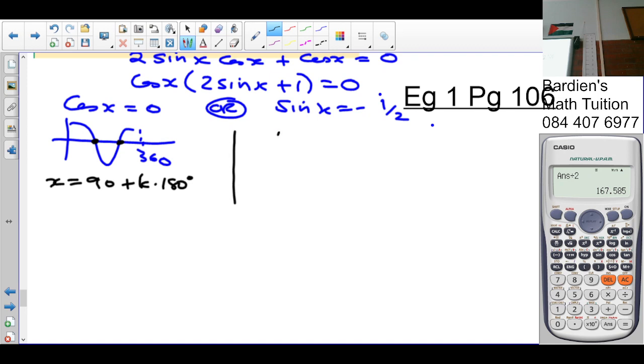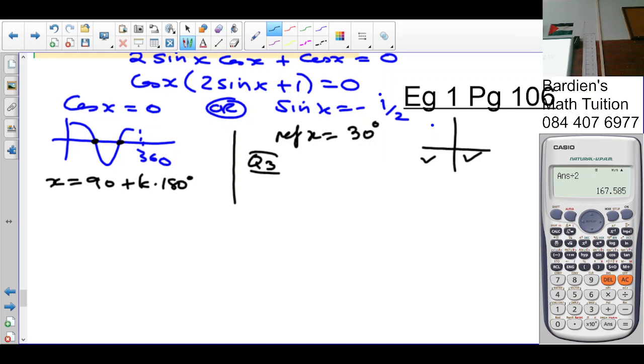On the side here, we work out our reference angle, so reference x. That's also a special angle, so that's going to give you 30 degrees. So what's the question that should come to mind? In which quadrant is sine negative? 3 and 4. How do I get in quadrant 3?